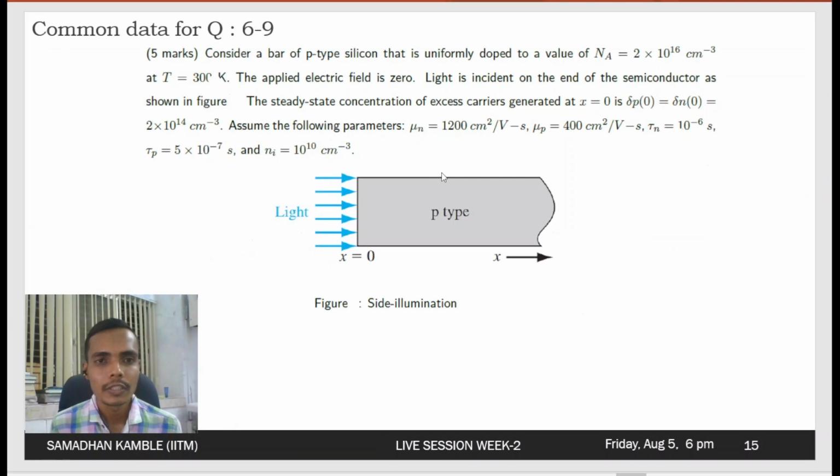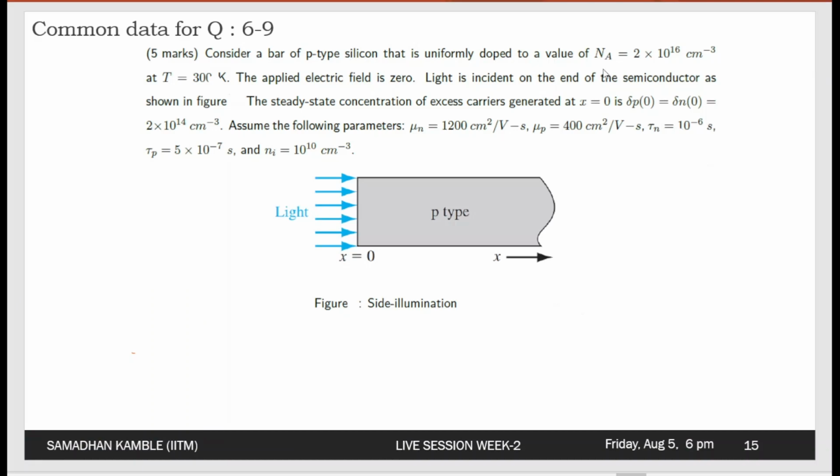So this is also a common data problem. This data is given for problems 6 to 9. I'll read out the problem for you. Consider a bar of p-type silicon that is uniformly doped to a value of 2 times 10 to the power 16 per centimeter cube, and the temperature is 300 Kelvin. The applied electric field is 0, so we are only considering an external stimulus.